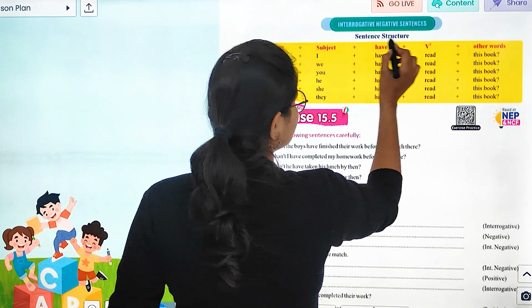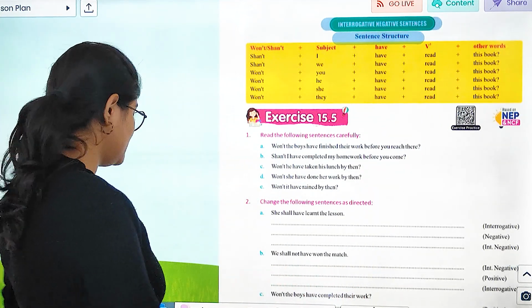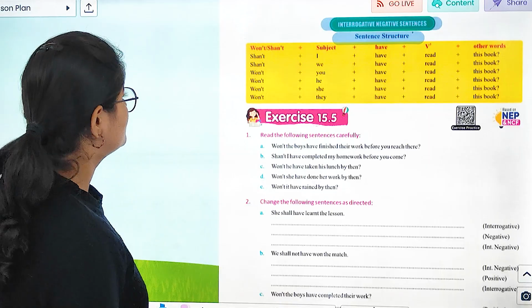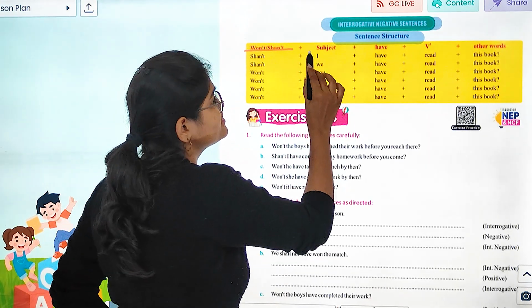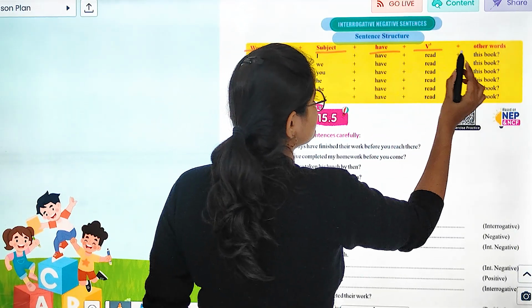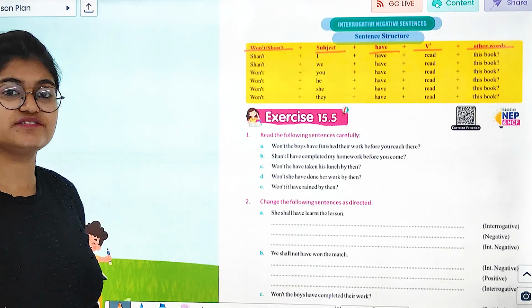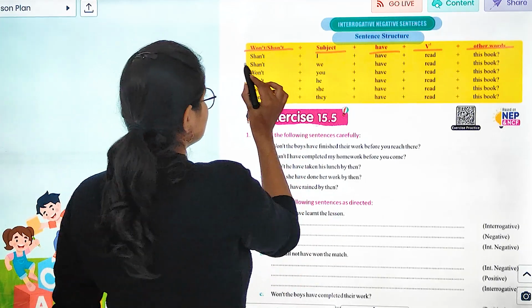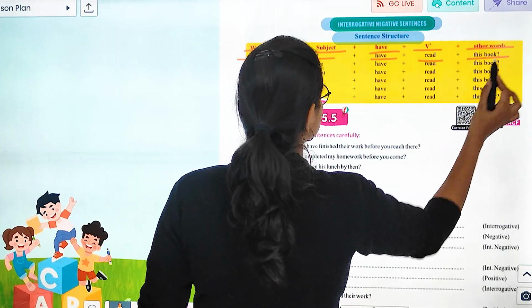Moving ahead, we have the interrogative negative sentences, a sentence structure. So let's say, so this won't or shan't plus subject plus have plus verb form plus the other words, right? So this, shan't I have read this book?